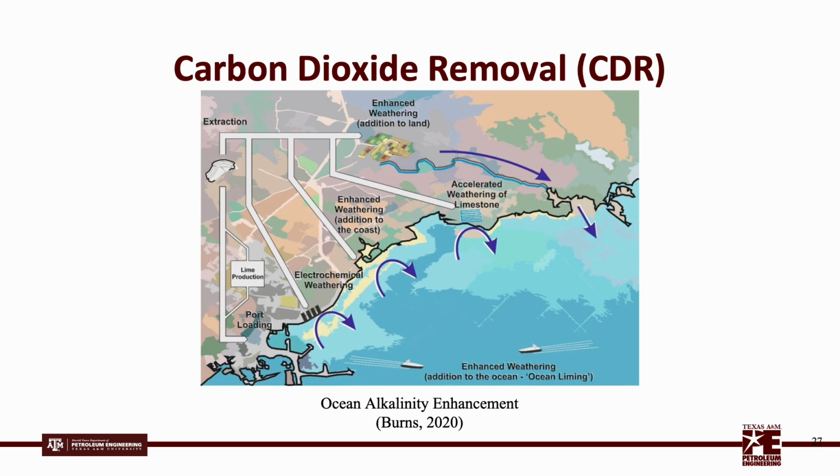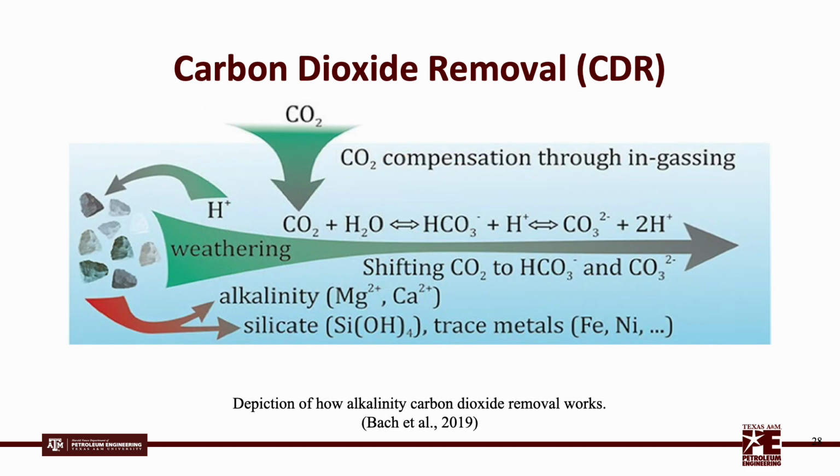By boosting the alkalinity, it could help to: 1. Increase the ocean's carbon dioxide uptake, 2. Counter seawater acidity, 3. Provide a large and stable storage medium for anthropogenic carbon dioxide, and 4. Raise the carbonate saturation state of the oceans, reversing the effects of ocean acidification. This is a depiction of how alkalinity carbon dioxide removal works.